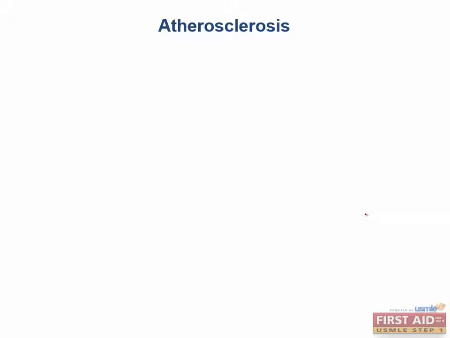So now we push on to atherosclerosis. Now atherosclerosis is a buildup of cholesterol under a fibrotic cap inside the vessel wall. For every disease, we need to be aware of groups at risk. What are some risk factors for atherosclerosis?